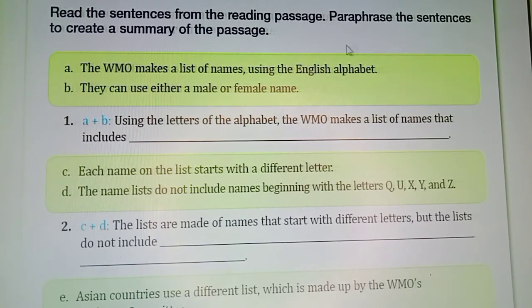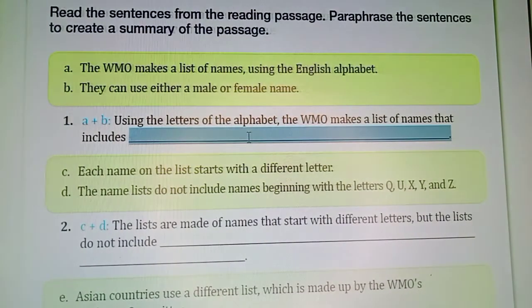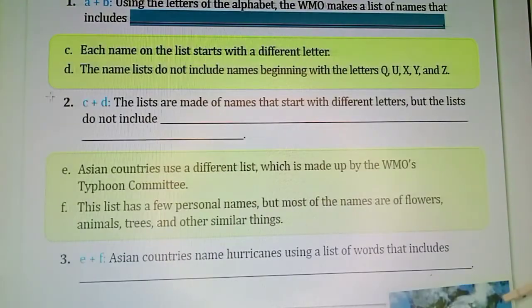How can we paraphrase the sentences to create a summary of the passage? First, let's begin with letter A and letter B. Using the letters of the alphabet, the World Meteorological Organization makes a list of names that includes both male and female names. That's right. Excellent.